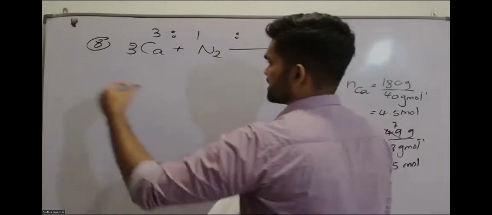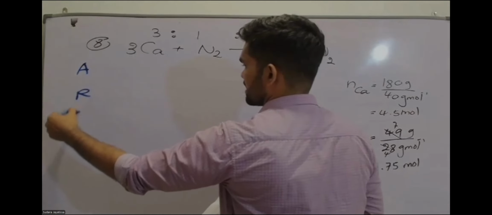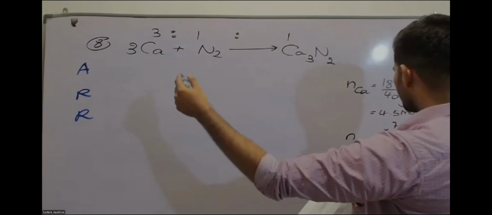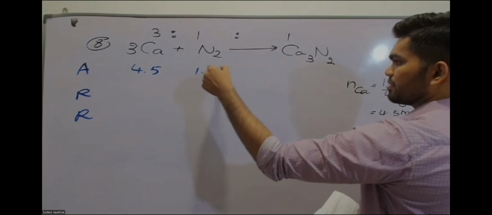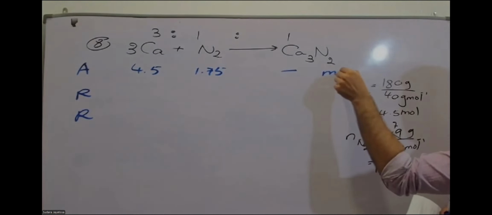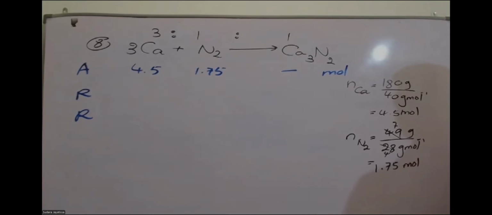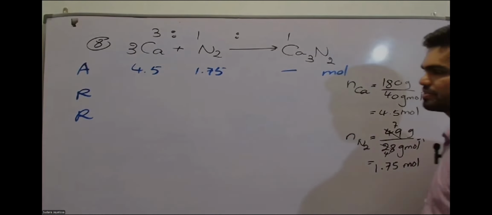Okay. So when you are applying the ARR method, added, reacted, remaining: calcium 4.5 moles, nitrogen 1.75 moles. We didn't add any of this. So what is the number of moles now reacting fully? Or in other words, who's the limiting reactant here? You have to check, no?